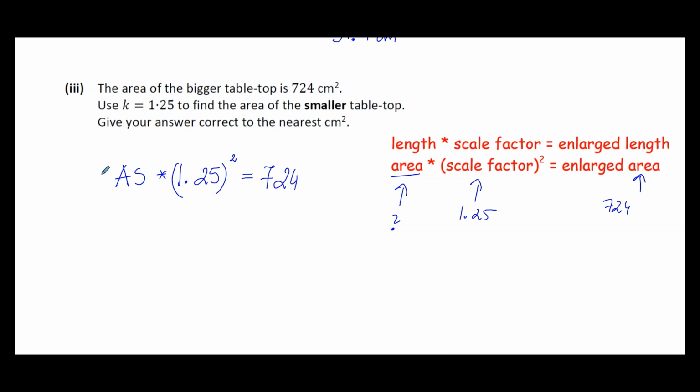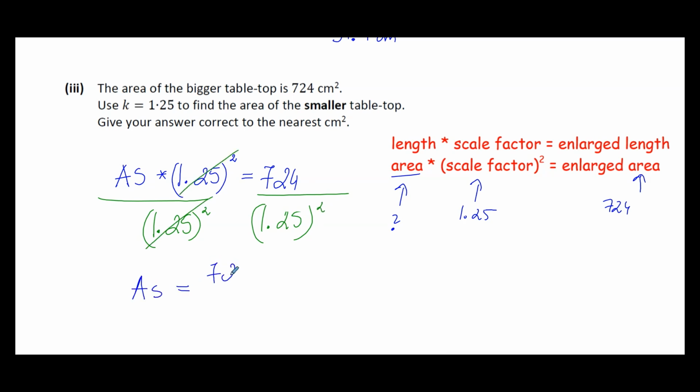Now we want that area, not area multiplied by a number, so again, to eliminate multiplication, we divide both sides of the equation. So the area of the small table equals 724 divided by 1.25 to the power of 2. If we put that in the calculator, we get 463.36. We are told to give the answer to the nearest centimeter, so we cut off and get 463 centimeters. Don't forget that that is centimeters squared.